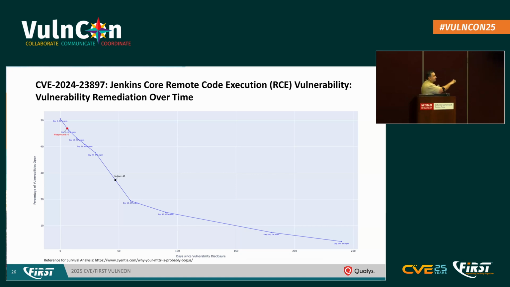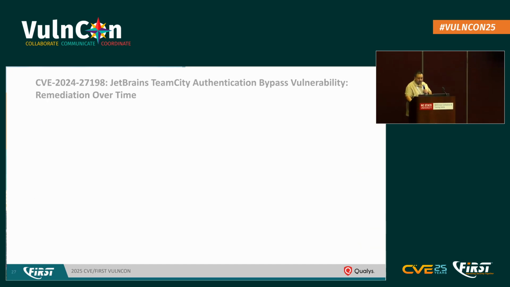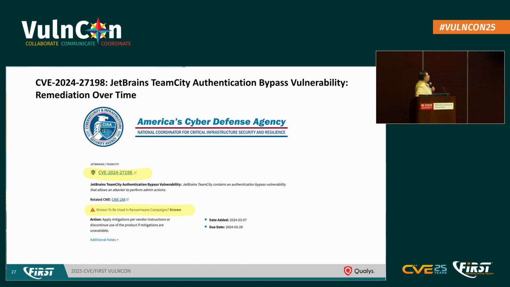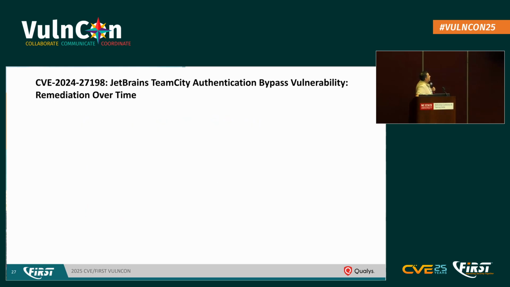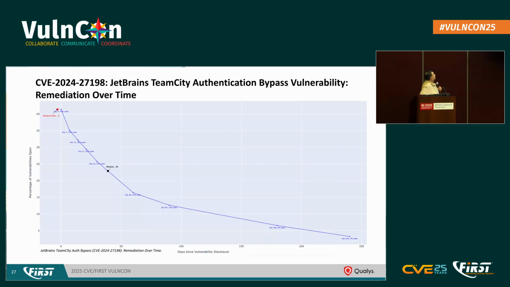Also, this chart is what they call survival analysis. Jay Jacob, who had 2 sessions yesterday and is also a co-chair of EPSS, had a really good blog on the technical side of that. I listed it here in case you want to plot something like this. Okay, let's take a look at this JetBrains one. Similar story: part of ransomware, CISA added it, and here is the data.